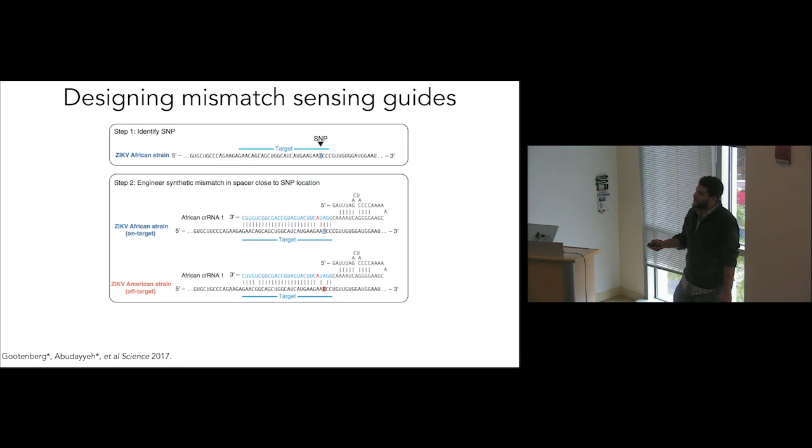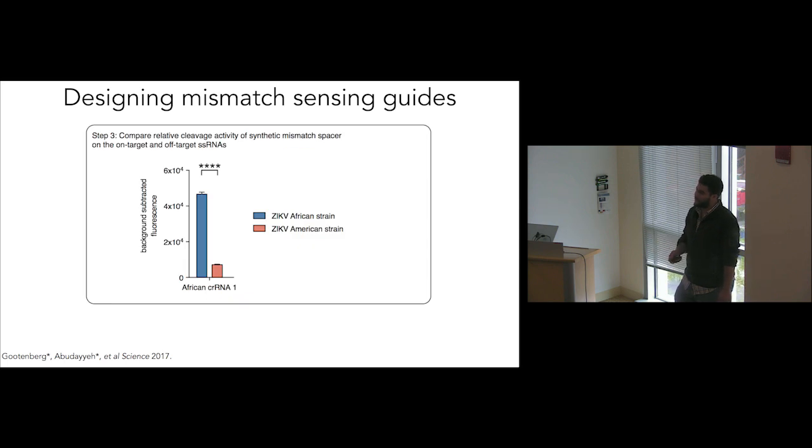So that when this is trying to sense this mutation, it only has a single mismatch, and we'll give that signal. But when it's against a different mutation, it will have two mismatches, and that won't give signal. So it's a little bit of engineering of the guide RNA to give you single mismatch specificity. And you can see then that you get a very nice signal for the Zika African strain versus the American strain, which is a single mismatch difference.